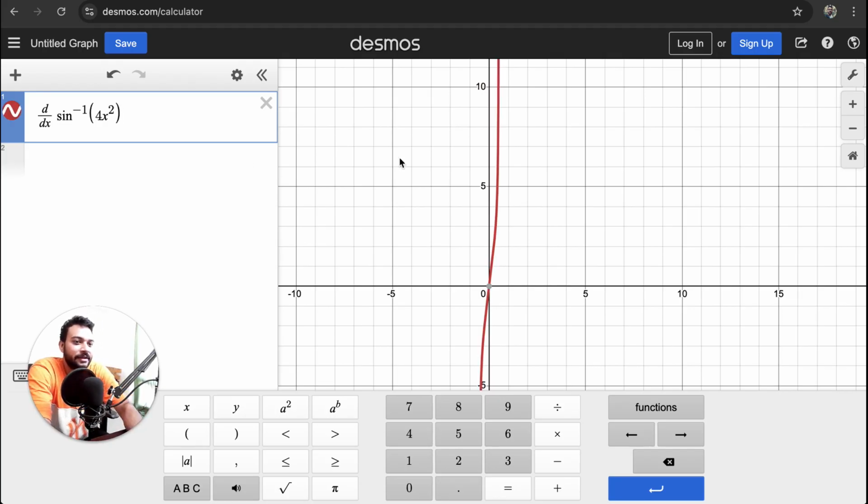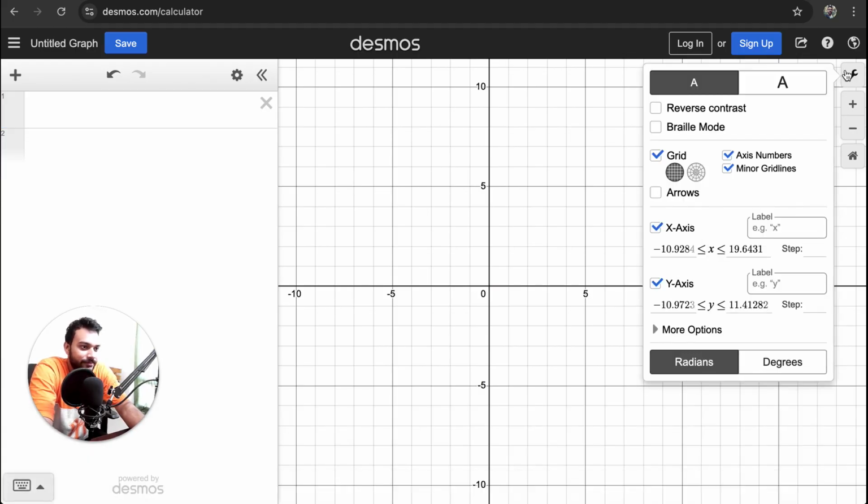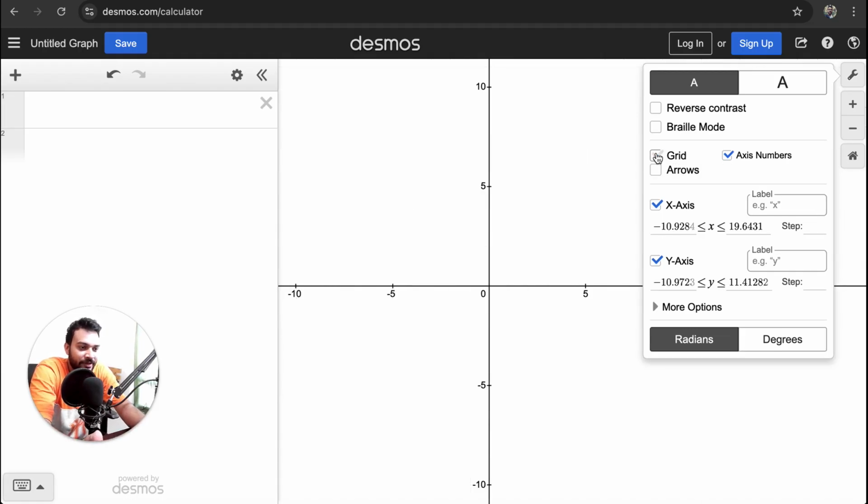This is the curve of the derivative. Like this, you can put in different functions and check the properties. An important tool here is the graph settings. You can let go of the grids. So now there are no grids.